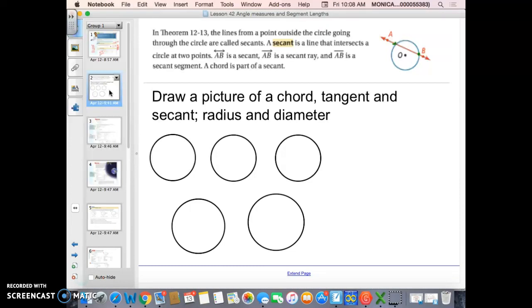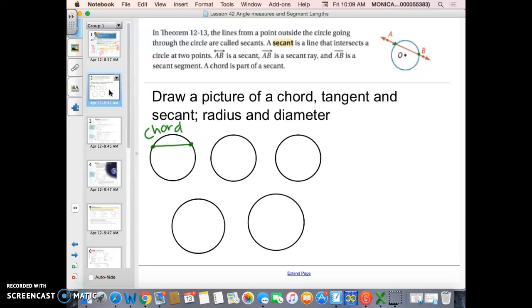So I want you to use this opportunity to draw a picture. You can use the back of your paper or a separate sheet of paper to do this because I know you don't really have space. So the first thing, a chord is going to be a line that has two endpoints. It's a line segment that has two endpoints on a circle. So this is a chord.